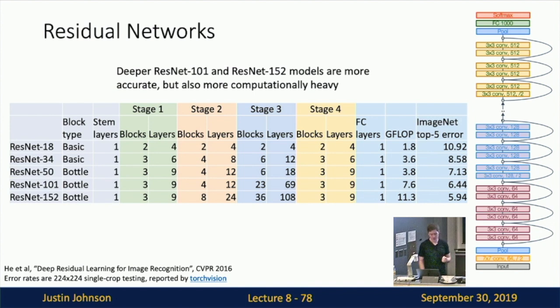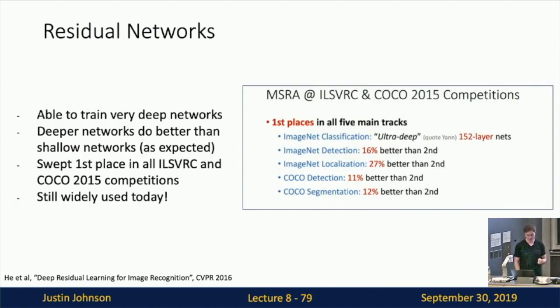Now, with residual networks, we can actually go deeper than that, and we can define 101-layer and 152-layer versions of residual networks that have the same basic design. They use bottleneck blocks. They just use more bottleneck blocks per stage. And you can see the clear trend with residual networks is that as you stack these layers to go deeper and deeper, the networks tend to work better and better. So this was a big deal in 2015.